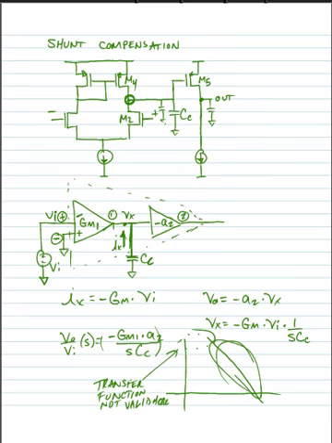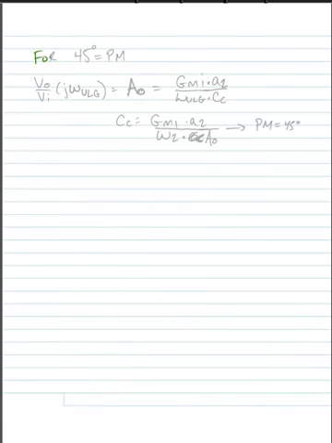All right. So for a 45-degree phase margin, we want the magnitude of our transfer function, VO over VI, at the frequency of the unity loop gain, which we'll call omega unity loop gain, to be equal to our DC closed loop gain, and we want it to equal GM1 over omega unity loop gain times CC.